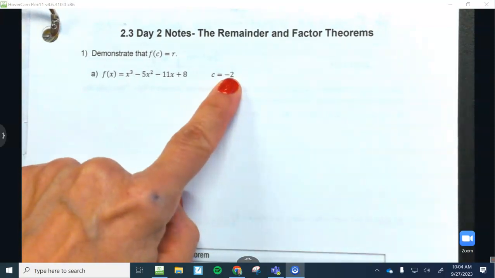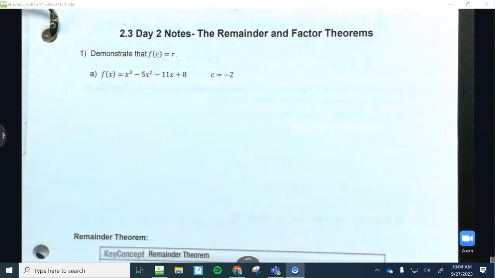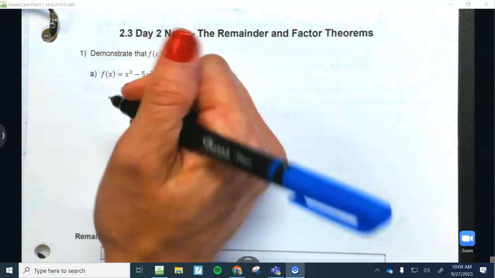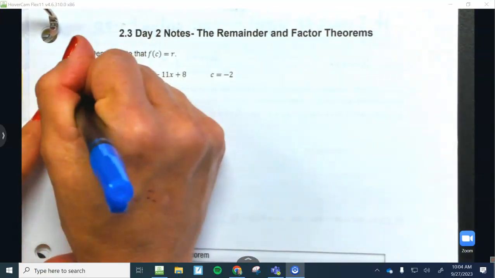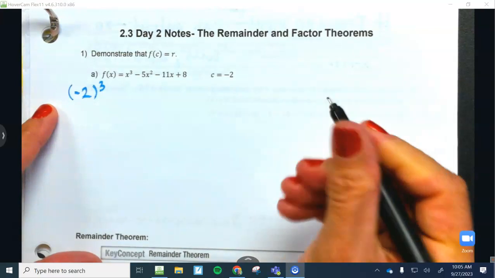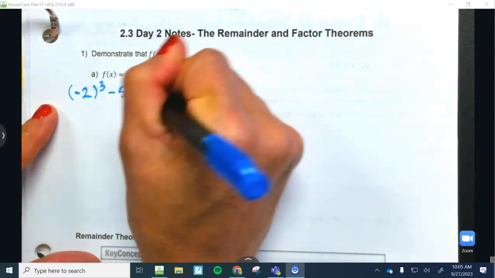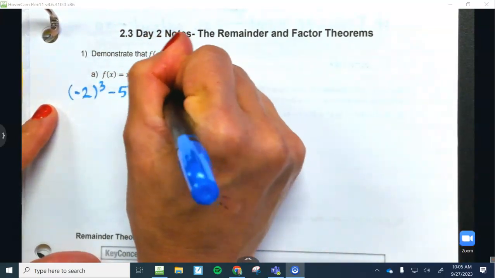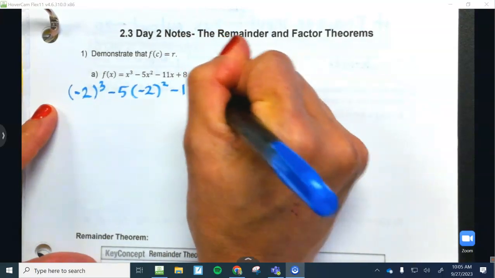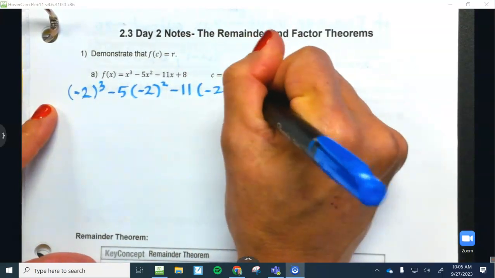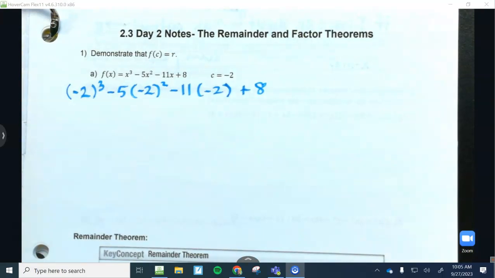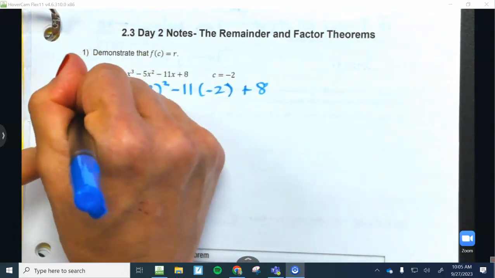Guys, we're going to have an input here of -2. Let's plug it in. Make sure you use your parentheses because it's negative. So we're going to have (-2) to the third power minus 5 times that (-2) squared minus 11 times (-2) plus 8. Do your order of operations. So remember, that's going to be a -8.